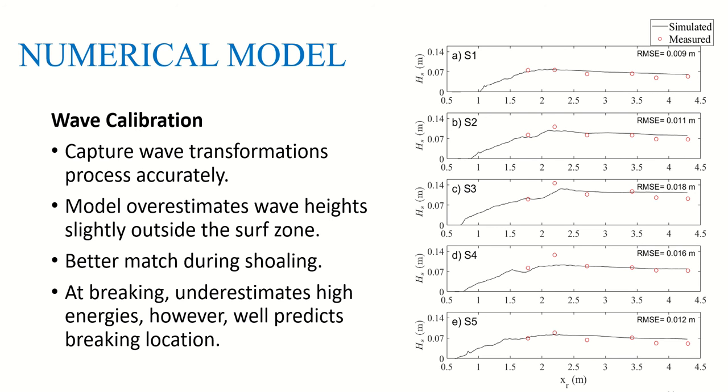When it's getting into the shoaling zone, the model is doing a better job, giving a better match. However, when it's about to reach the breaking onset, the model underestimates the high energies. However, it still predicts the breaking location accurately.